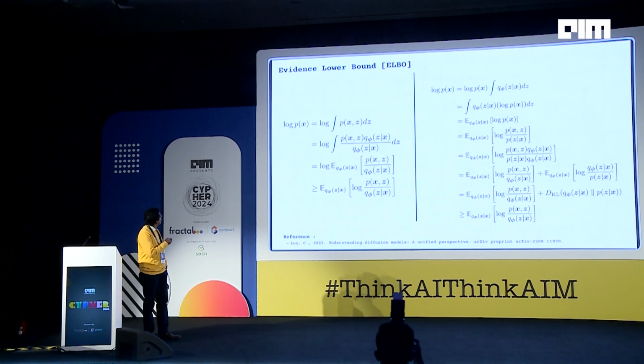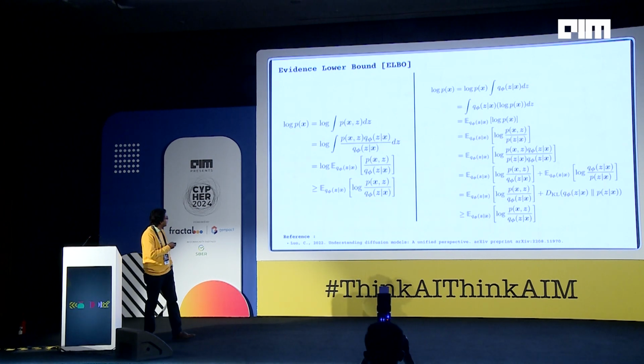So if I want to maximize, this is my lower bound, correct? Because this is always going to be more than this, right? So this is called the evidence lower bound.